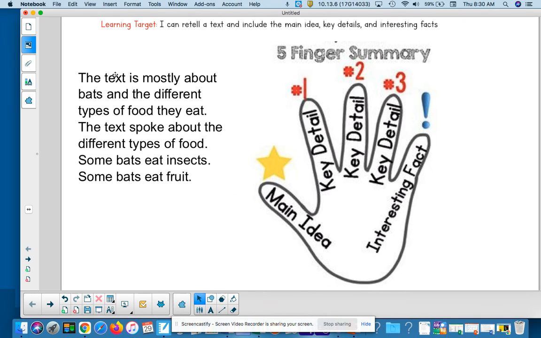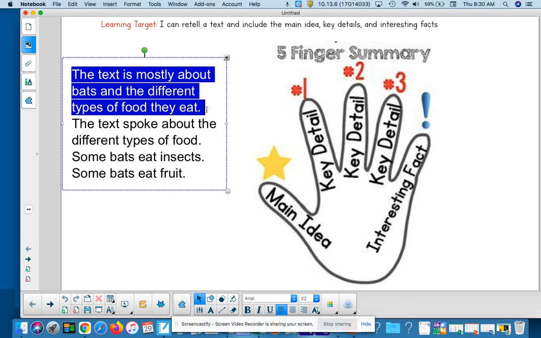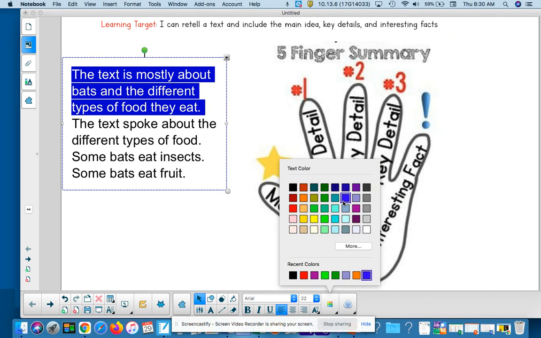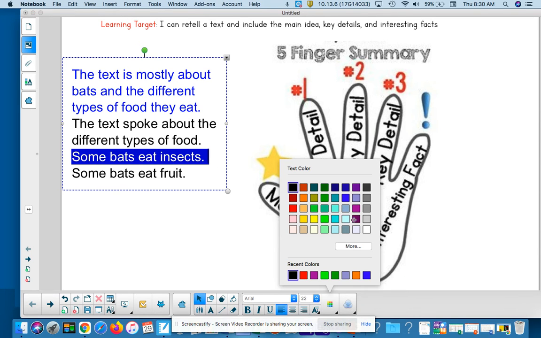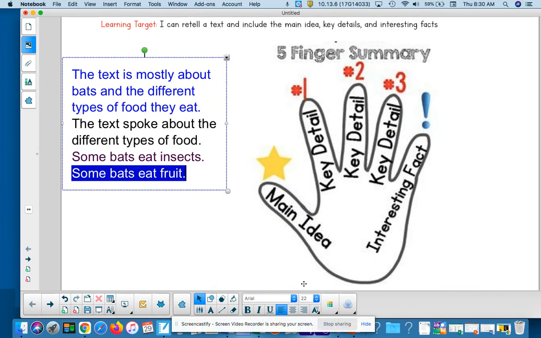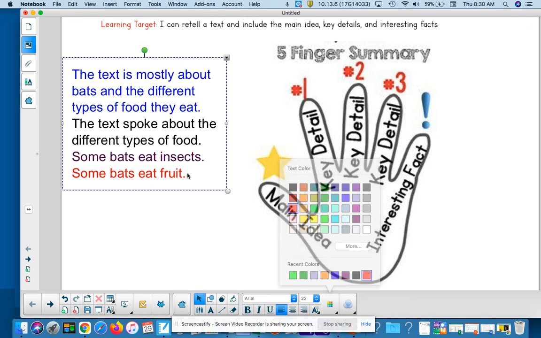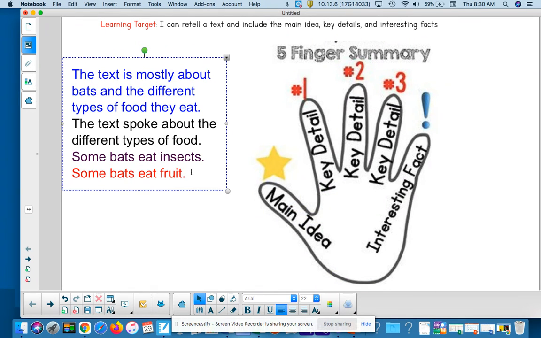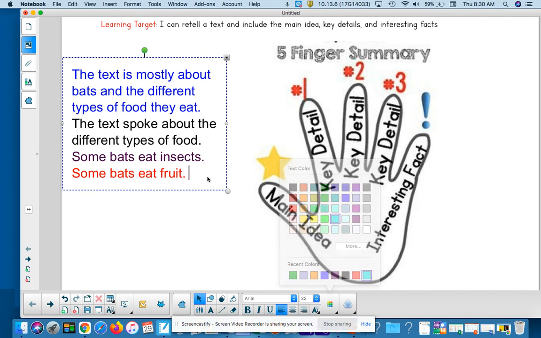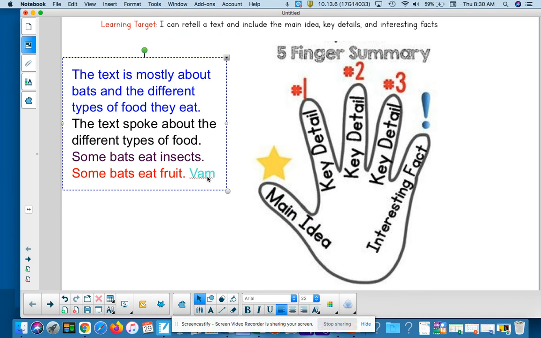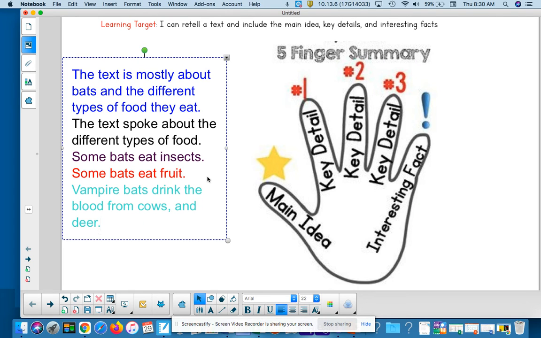Now I have my main idea, which I will put in the color blue. Then we have our first key detail, I will put in purple. Our second key detail, I will put in red. Now I have to go on to my third key detail. I also notice from the text, the key detail is vampire bats drink the blood from cows and deer.